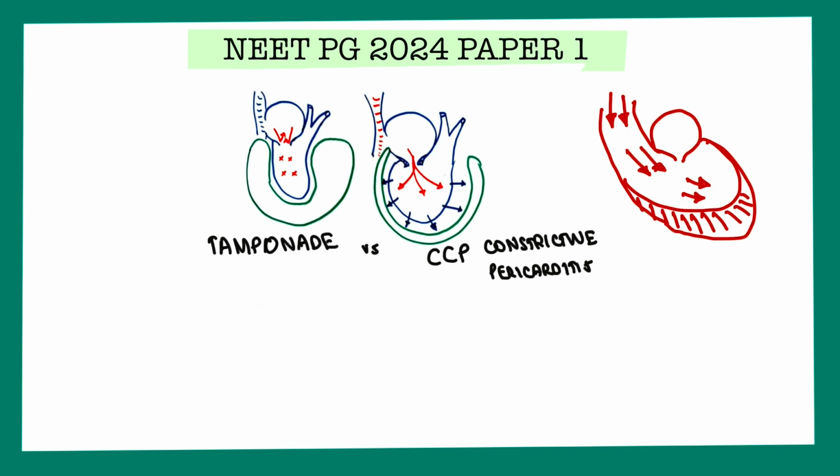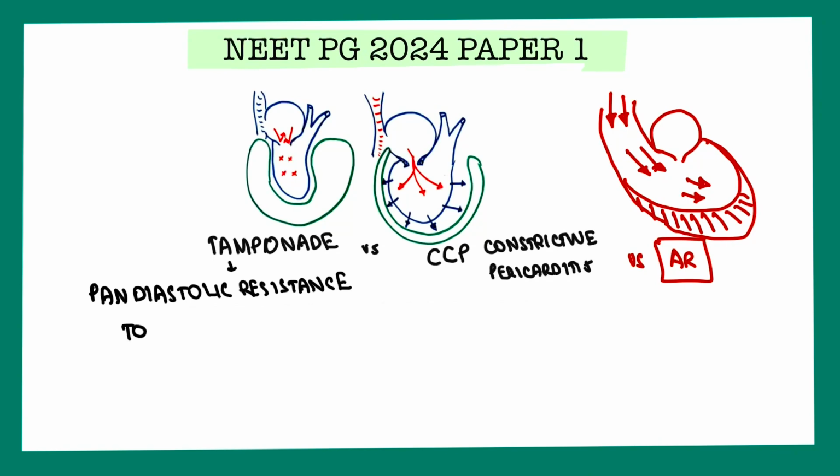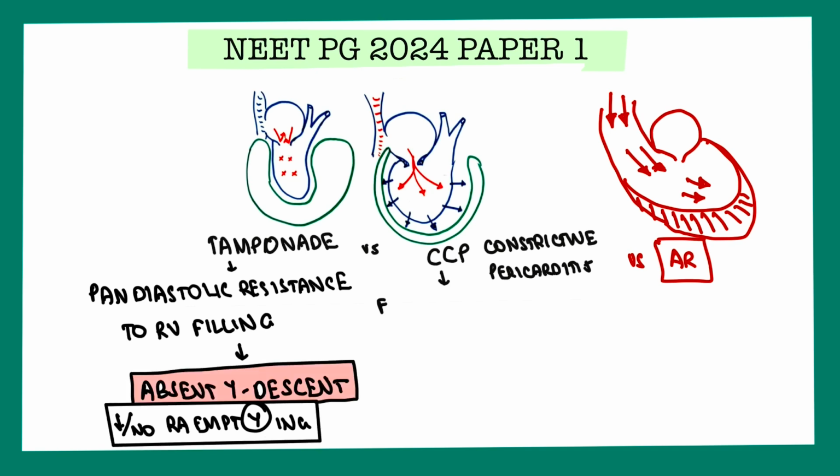So in tamponade, the huge amount of fluid around the RV causes pan-diastolic resistance to the RV filling throughout the diastole. So there won't be any Y descent at all. Y descent is for right atrial emptying. Right atrium can't empty at all.